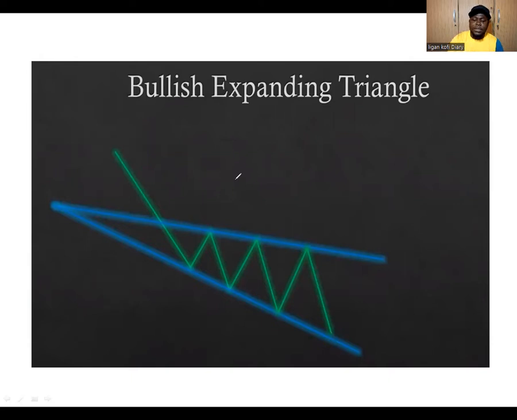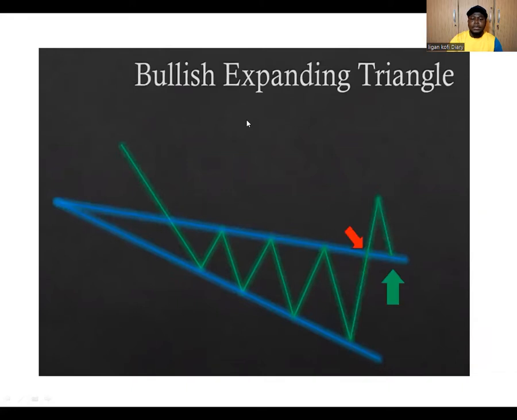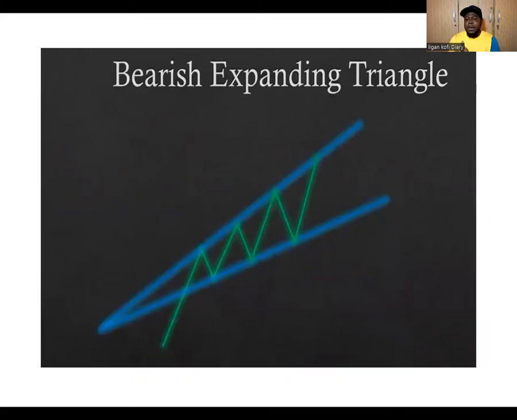We also have the bearish expanding triangle, and the bearish one is also like this. So this is how you trade it. If you have to trade the break and retest, this is how you would trade it. But this is the bearish expanding triangle.